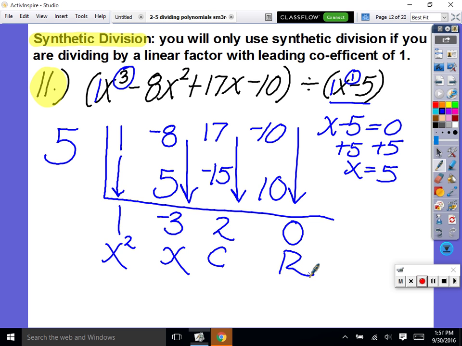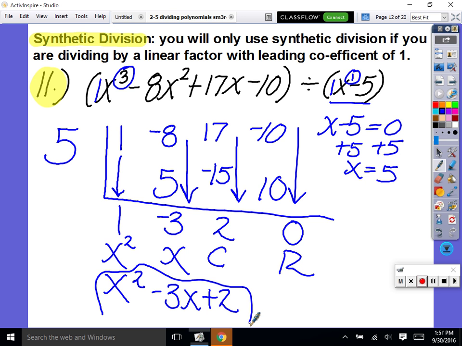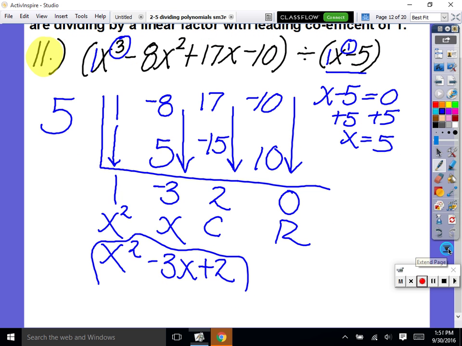So our polynomial was, these were the coefficients. 1x squared, which is x squared, minus 3x, plus, because that's positive 2, plus 2. And it had no remainder. So we are done. We divided the polynomial using synthetic division. Wasn't that way quicker than long division? Especially when you get good at it.